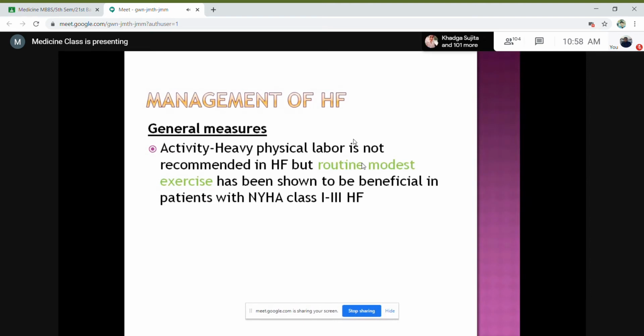Now, what should be the activity of the patient? Heavy physical labor is not recommended in heart failure, but routine modest exercise has been shown to be beneficial in patients who are in NYHA functional class 1 to 3.